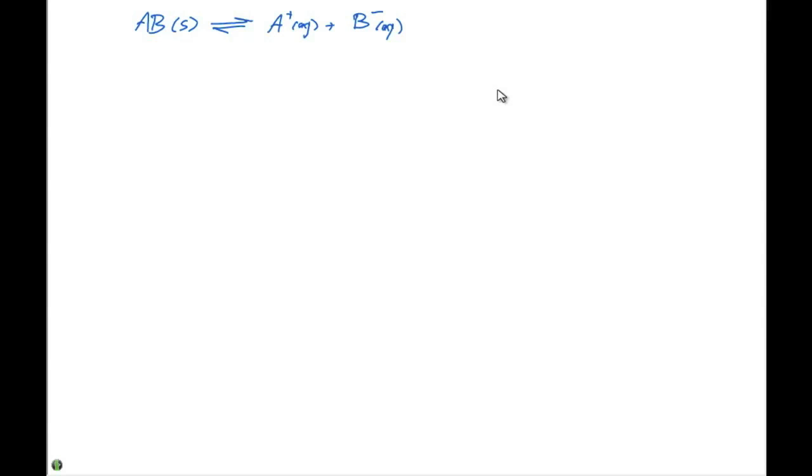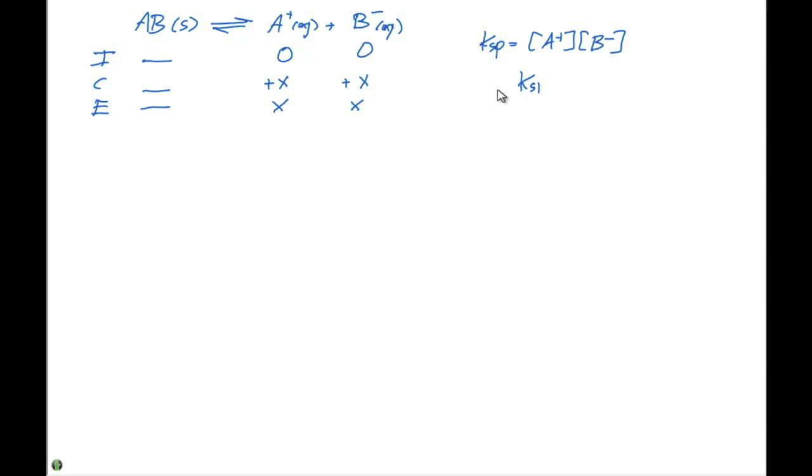If we set up an ice table, the solids don't show up in the equilibrium expression. If we have an initial concentration of 0 and we dissolve X moles of this solid, that means the change in concentration for the A plus is going to be plus X, for the B minus is going to be plus X, and our equilibrium concentration of each of those is going to be X. The KSP for this expression is going to be the concentration of A plus at equilibrium times the concentration of B minus at equilibrium. So our KSP is going to be equal to X squared.